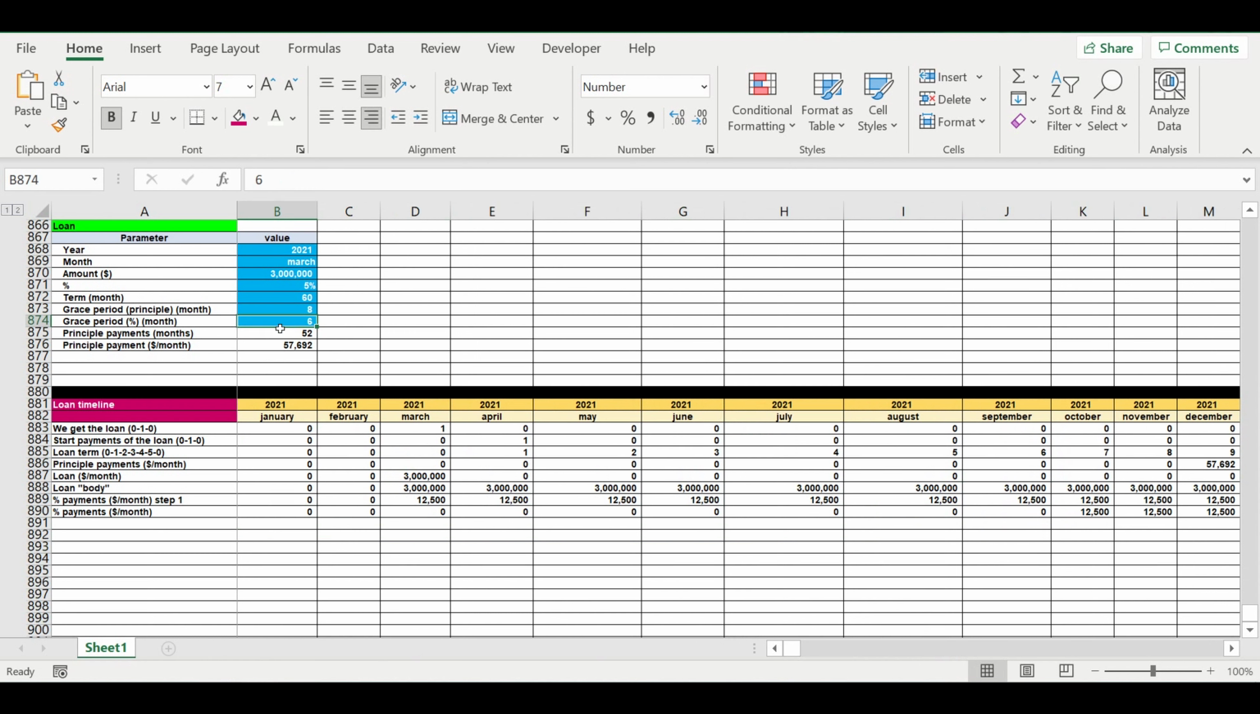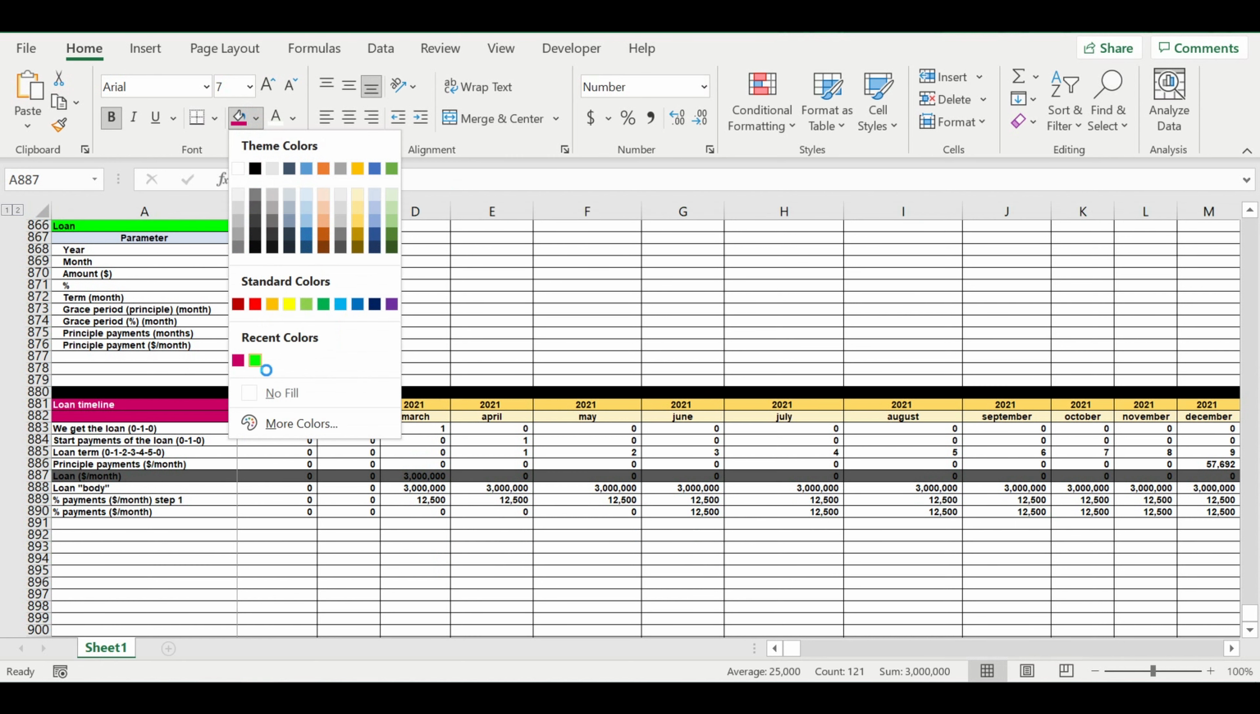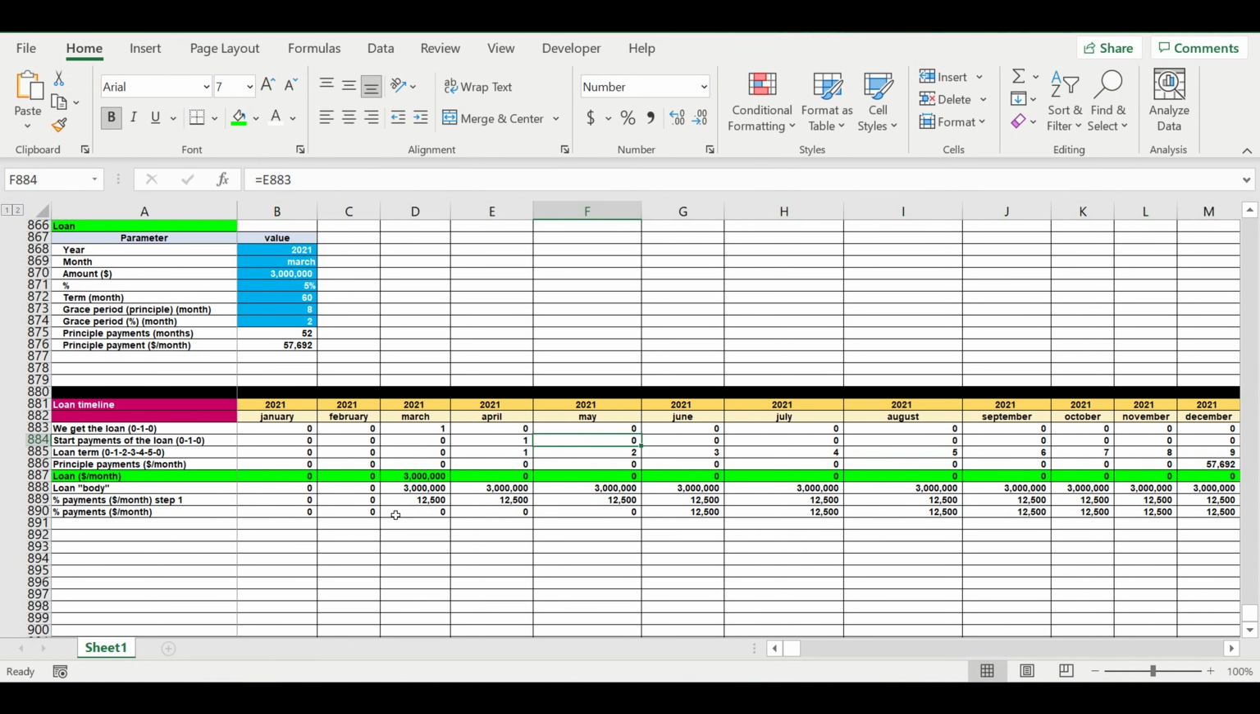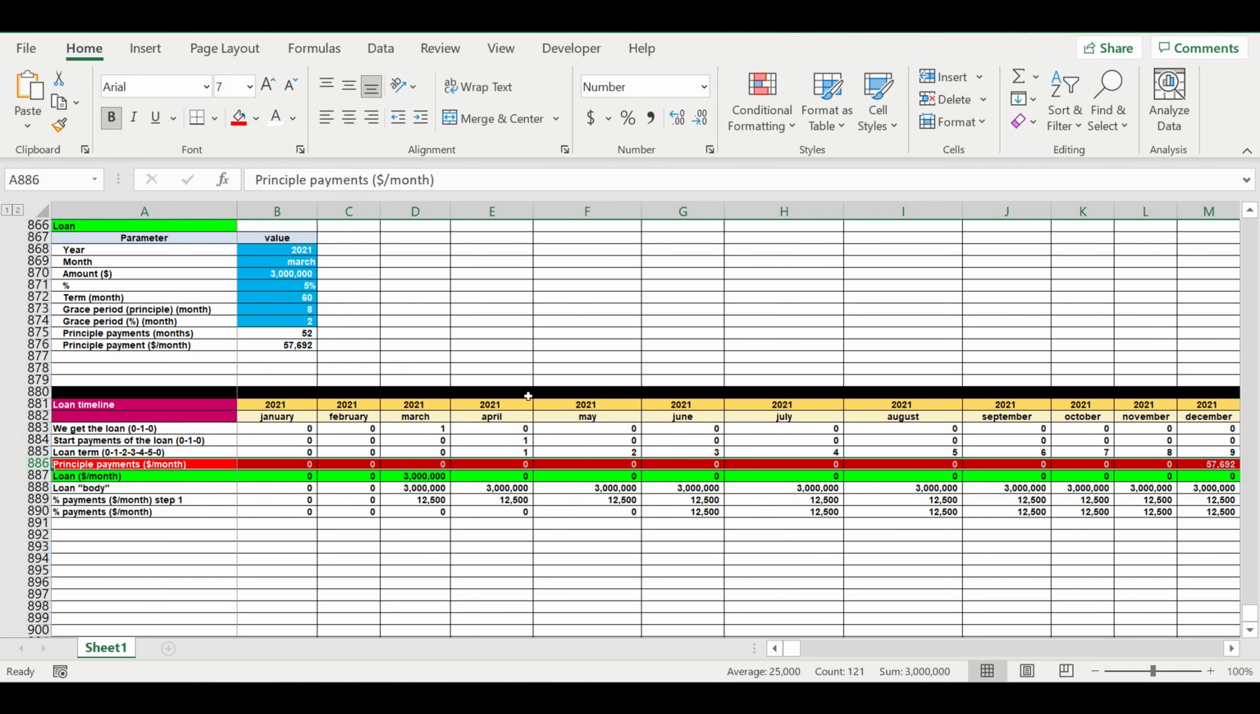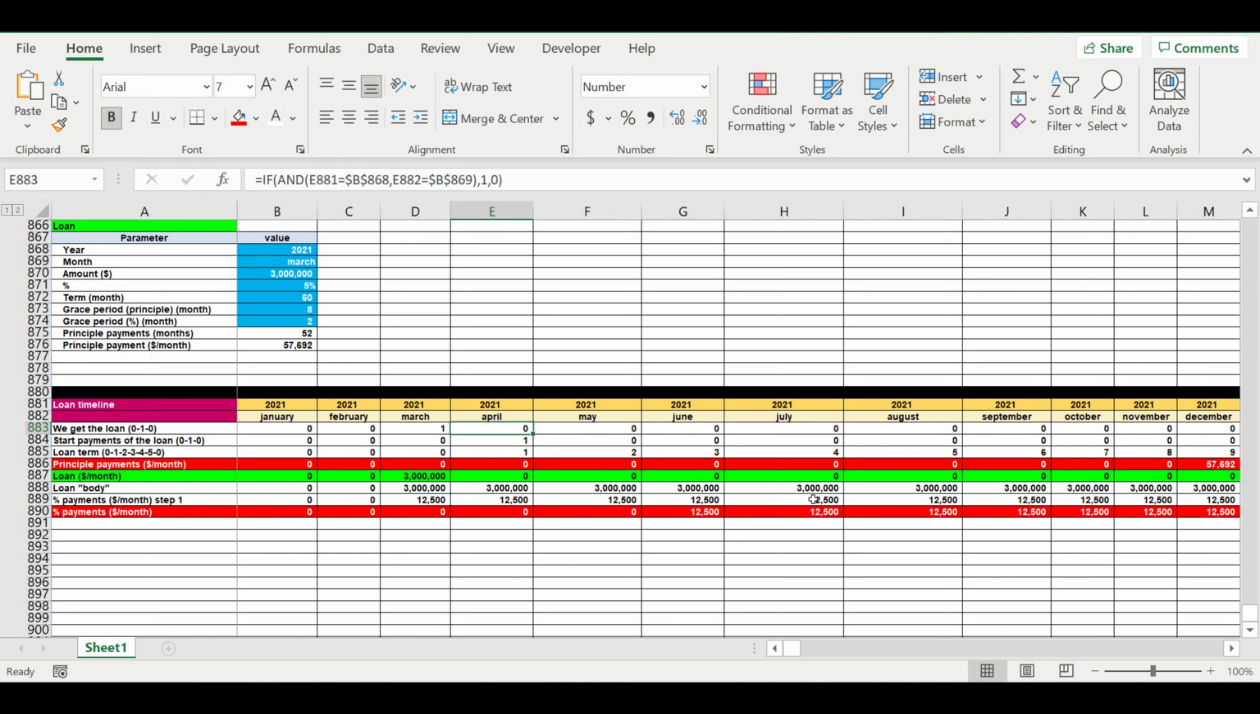So for example, if we set up zero, we'll have payments right for the first month. If we have 2 month grace period for the interest paid, we'll have displacement. So loan, when we get the loan, this will be green color because it's the inflow. When we pay loan body, principal payments, this will be outflow that we mark with red color. When we pay interest, this will be also outflow.